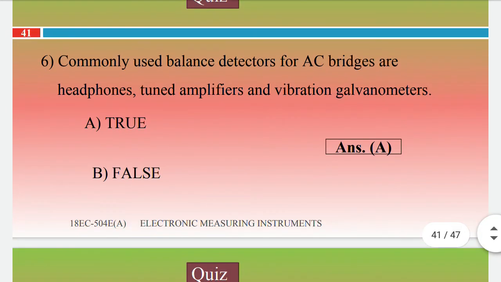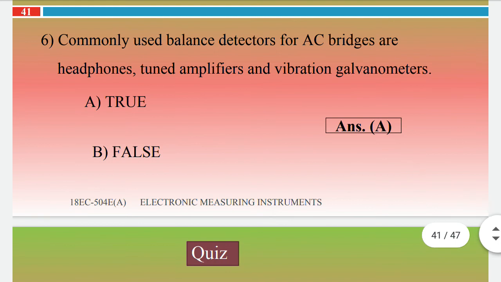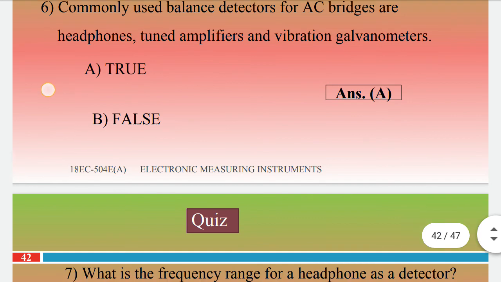The next question is, commonly used balance detectors for AC bridges are headphones, tuned amplifiers and vibration galvanometers. Is this statement true or false? We have already seen in the figure the AC bridge balance detectors. For AC bridges the balance detectors are headphones, tunable amplifiers and vibration galvanometer. So the statement is true. The answer is A.